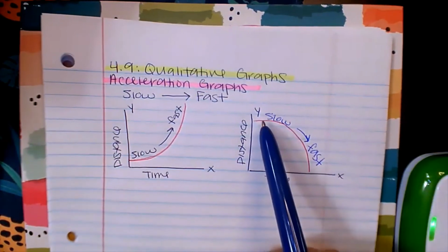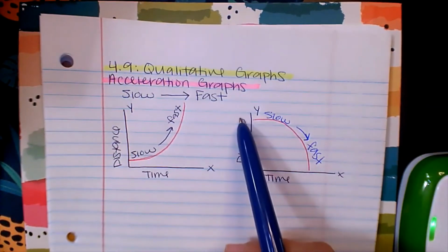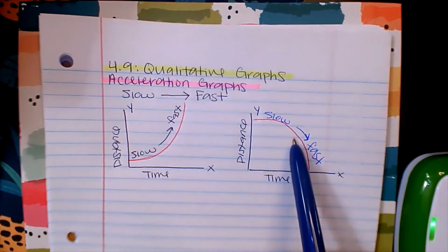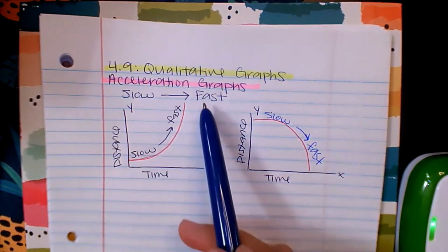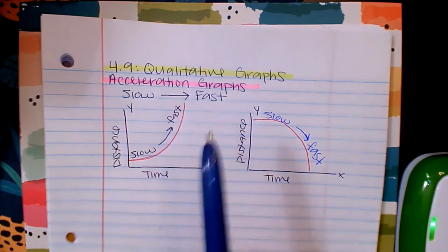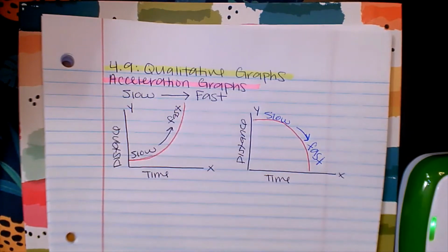And this one makes more sense compared to a roller coaster because we always start slow before we get our big drop here. But again, with acceleration, the big idea is that it's going to start off slow and then it's going to go fast.